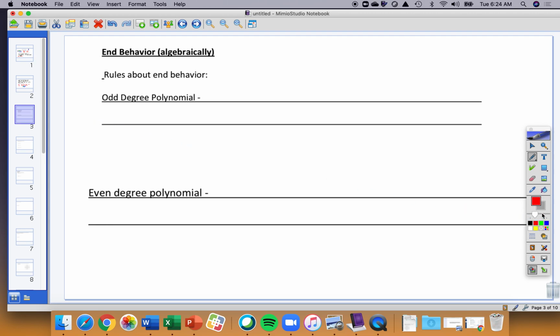Let's get into some algebraic analysis of a polynomial. So let's look at end behavior. We talked about end behavior last session, and we talked about it graphically, but now I want to talk about it algebraically. I asked you to come up with a conclusion in our last activity about the difference between an odd degree polynomial and an even degree polynomial. An odd degree polynomial is a polynomial where the highest degree is odd. So when I say odd degree polynomial, I mean the highest degree is odd.